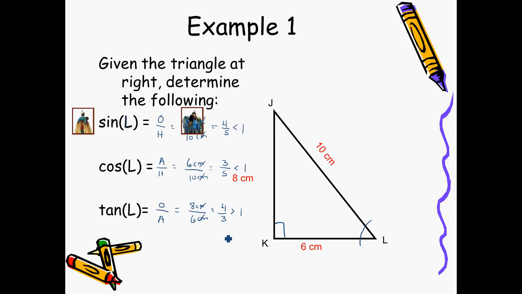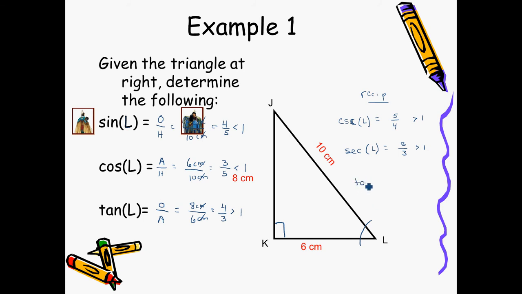Now let's do the reciprocals. What are the reciprocals? The reciprocal of sine is cosecant. So the cosecant of angle L isn't 4/5, it's 5/4, which of course is greater than 1. The reciprocal of cosine is called secant, and that is not 3/5, but it is 5/3, which is greater than 1.